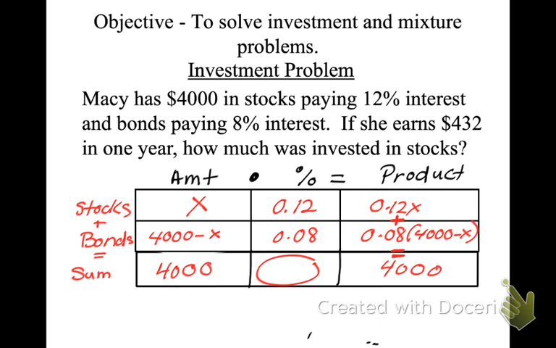Okay? That there becomes the equation. So I end up with 0 and 12 hundredths X plus the bonds is 8%, right? 8 hundredths times 4,000 minus X equals the 4,000. Okay, questions?